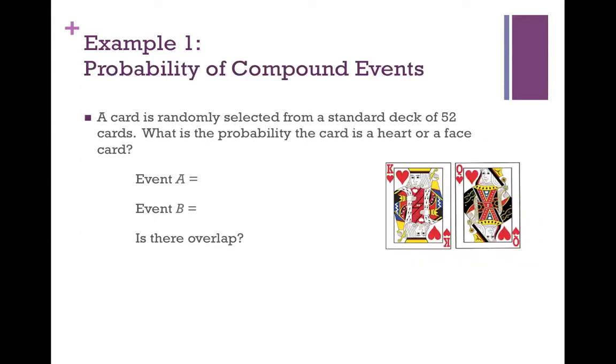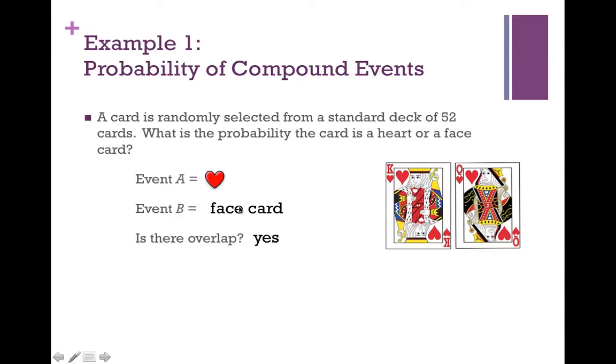Okay, let's take a look at another example. This time we're drawing a card from the deck, and we want to know the probability that the card is a heart or a face card. So again, event A is the fact that our card would be a heart. Event B is that it's a face card. Do we have any overlap this time? In other words, are there any cards that are both hearts and a face card? This time the answer is yes.